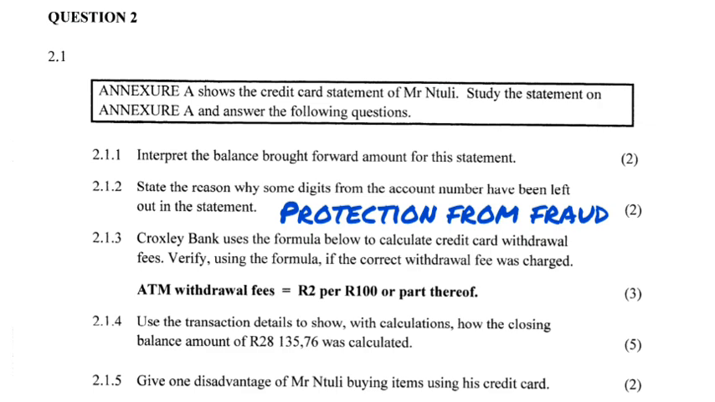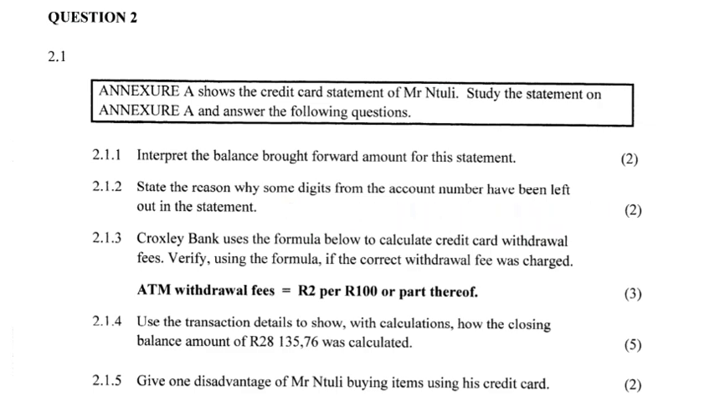Basically it is to protect the customer from fraud, because usually if you show the entire account number, there are some people who know how to manipulate the systems and use your account number to steal money from your account. So basically it's simply for protection from fraud, or you could simply say to protect Mr. Ntuli from fraud. Then in 2.1.3 it says Croxley Bank uses the formula below to calculate credit card withdrawal fees. Verify using the formula if the correct withdrawal fee was charged.